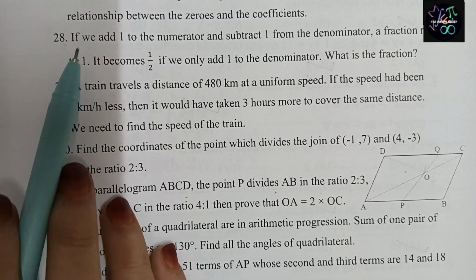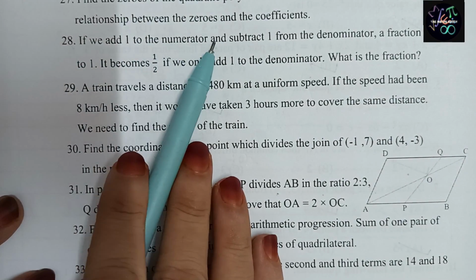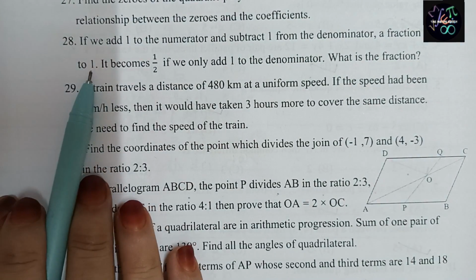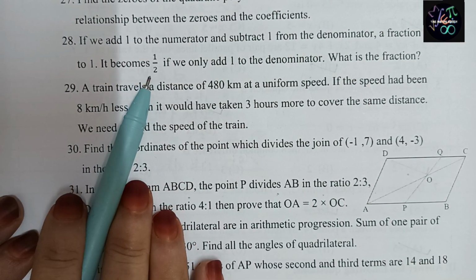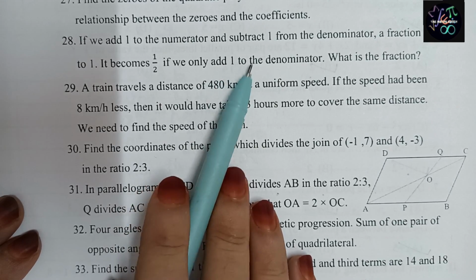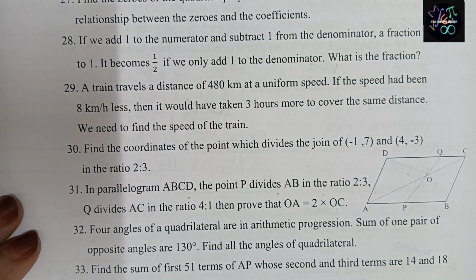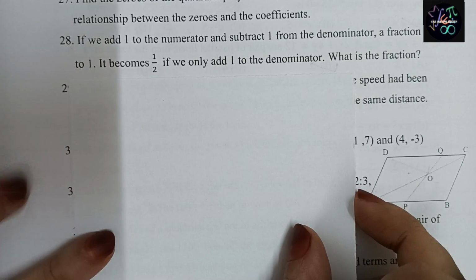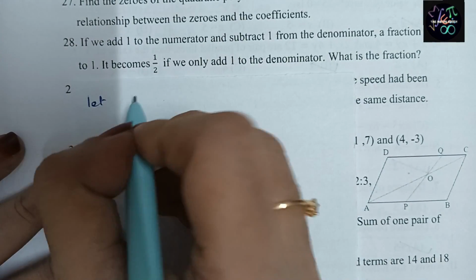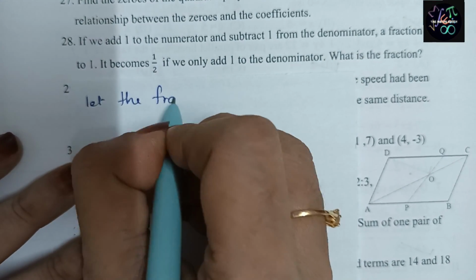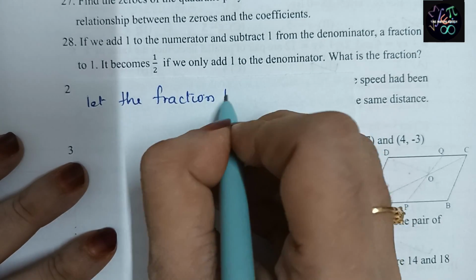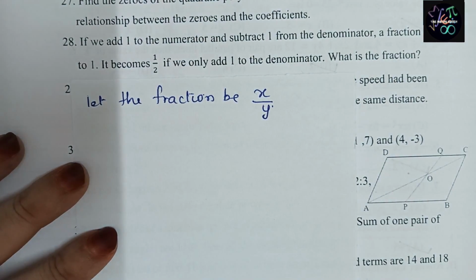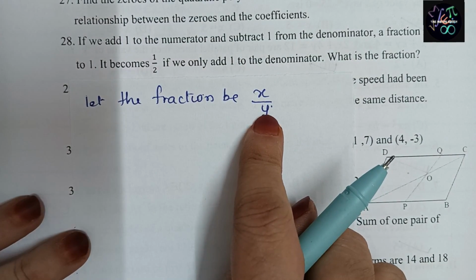So question number 28: if we add 1 to the numerator and subtract 1 from the denominator, a fraction reduces to 1. It becomes 1 by 2. If we only add 1 to the denominator, what is the fraction? Okay, what is the fraction they have asked? So let the fraction be x by y. Because it is a fraction, I have taken directly x by y.